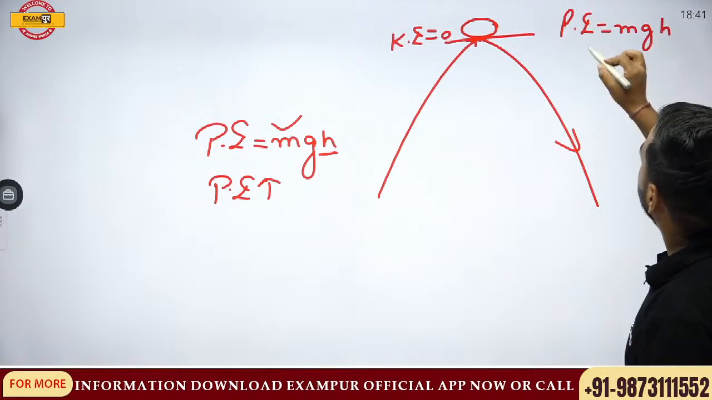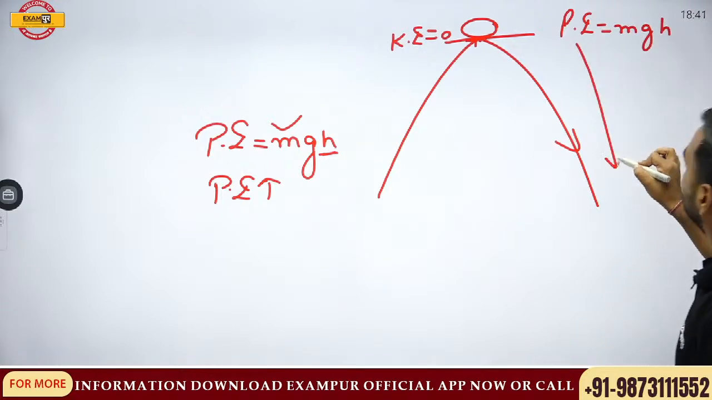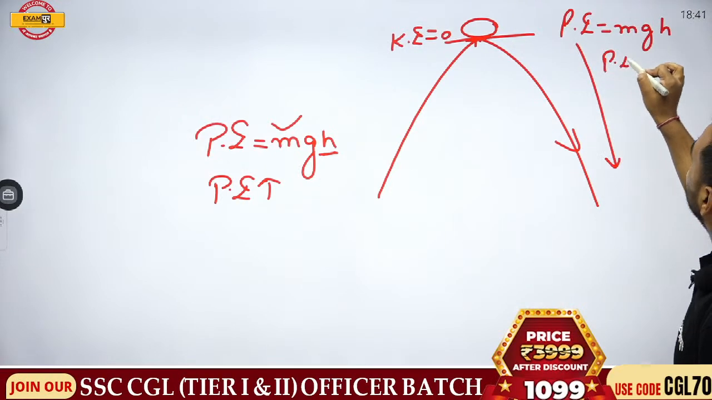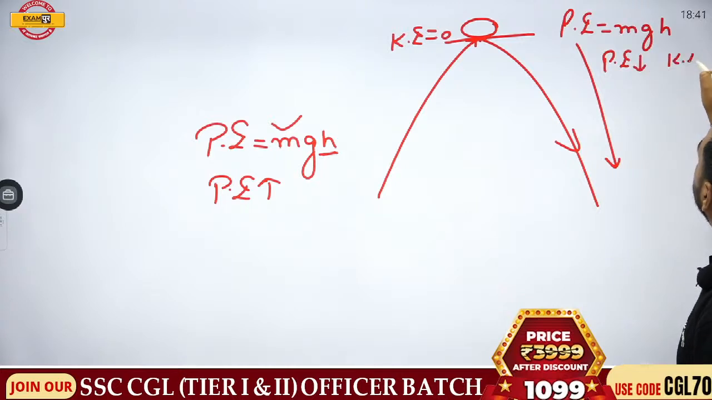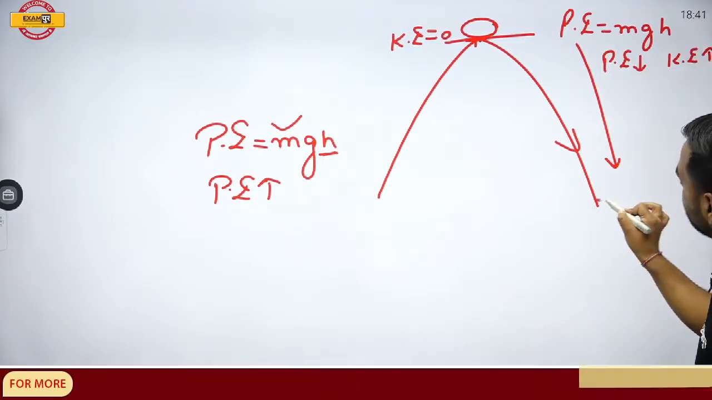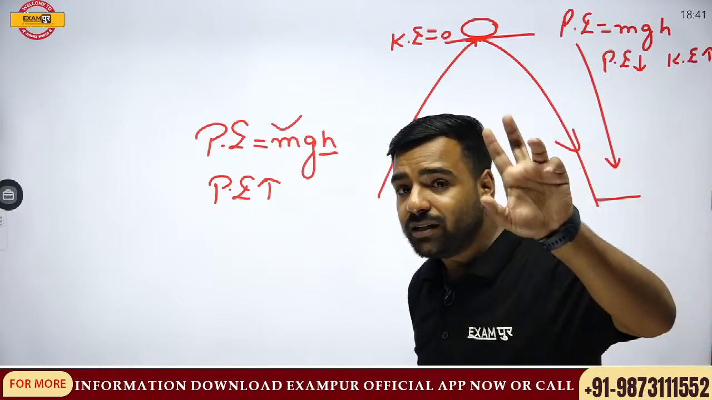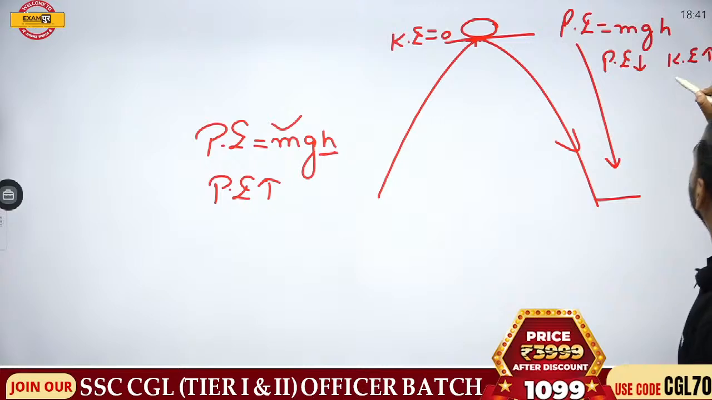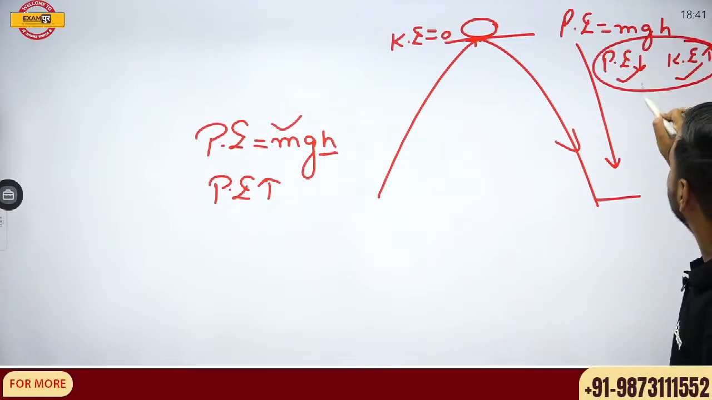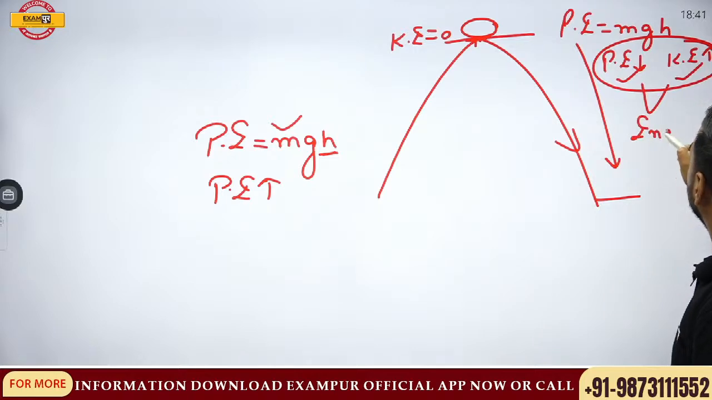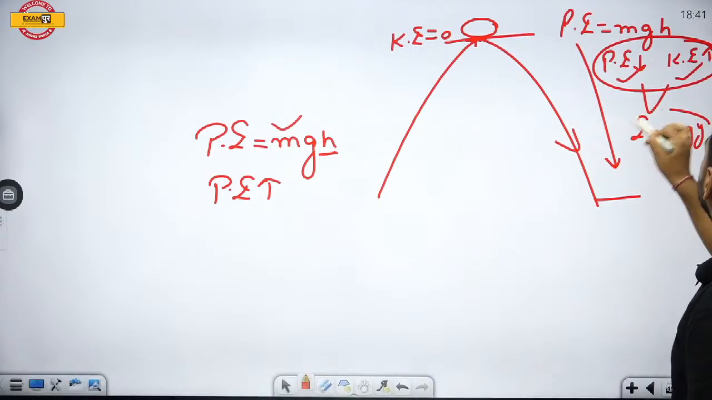Now, when it comes down, potential energy will keep on decreasing and kinetic energy will keep on increasing, which will be maximum just before touching the ground. Got my point? Here what is happening? Kinetic energy is changing, potential energy is also changing, but their sum is always constant. That is, overall energy is always constant, but potential energy and kinetic energy are changing.